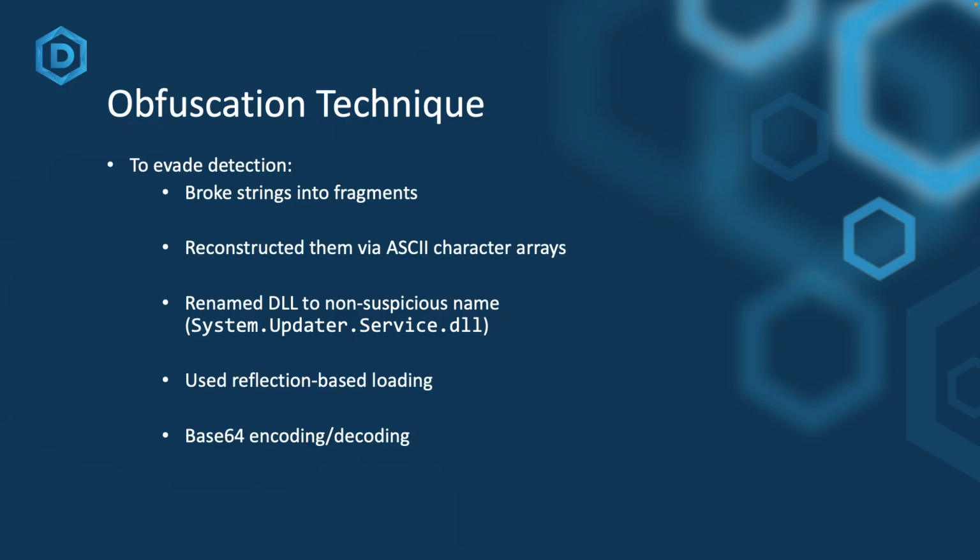So we ended up being able to evade that portion just by simple obfuscation. We broke the strings into fragments and then reconstructed them via ASCII character arrays. We used base64 encoding to obfuscate as much as we could. And then we even renamed our DLL to something that would be considered non-suspicious, just trying to bypass some of these flags that Microsoft Defender was throwing on my initial code.